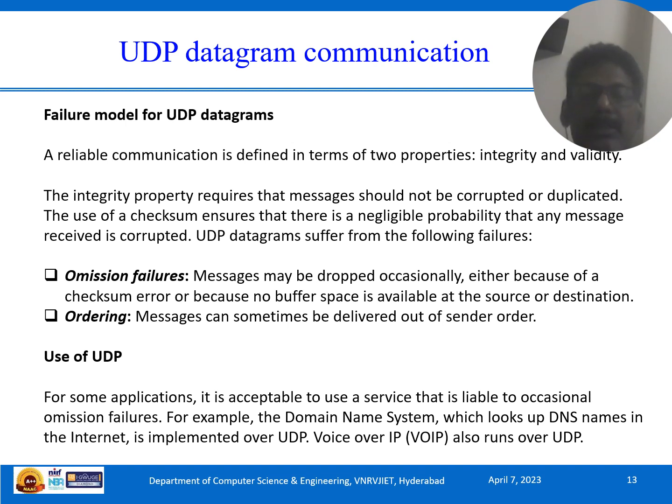UDP datagrams suffer from the following failures. One is omission failure. Messages may be dropped occasionally, either because of a checksum error or because no buffer space is available at the source or destination. Ordering. Messages can sometimes be delivered out of sender order.